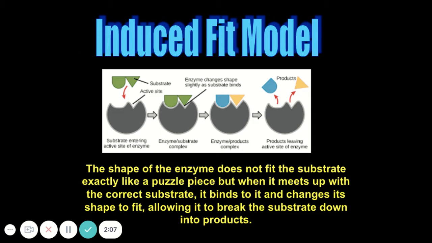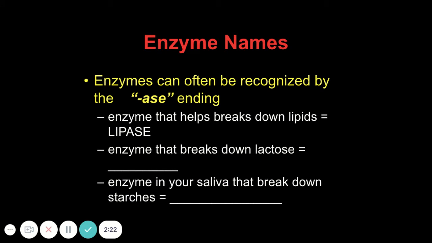Enzymes don't always have a perfect fit with their substrate, like a lock and key fit together, but when they meet up, they bind and form a fit so that the enzyme can do its work of breaking the substrate down into products. Just like the ending -ose tells you that a biomolecule is a sugar, the ending -ase usually tells you that the molecule is an enzyme.